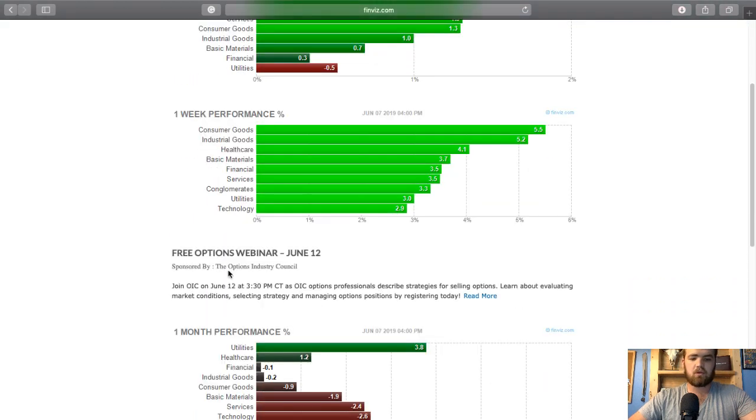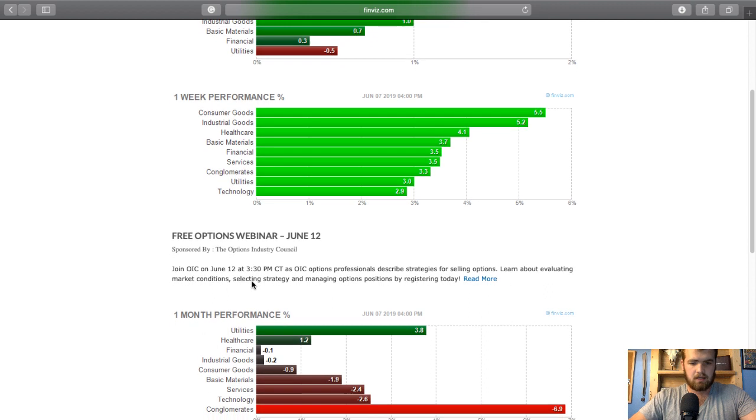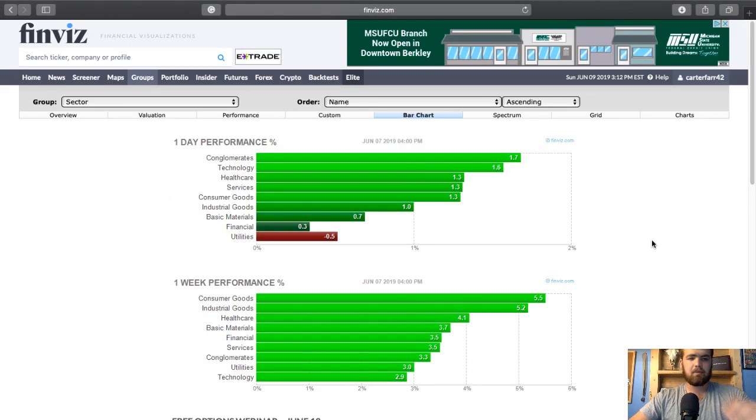But we're going to be either going to the week and then the month. So looking at the week here, we have customer goods, utility goods, healthcare, basic materials. On the month, we have utilities, which was down on the day, so something to keep in mind. We have healthcare, financial, and industrial goods. So something to keep in mind, guys, so when we look at the scanner here.